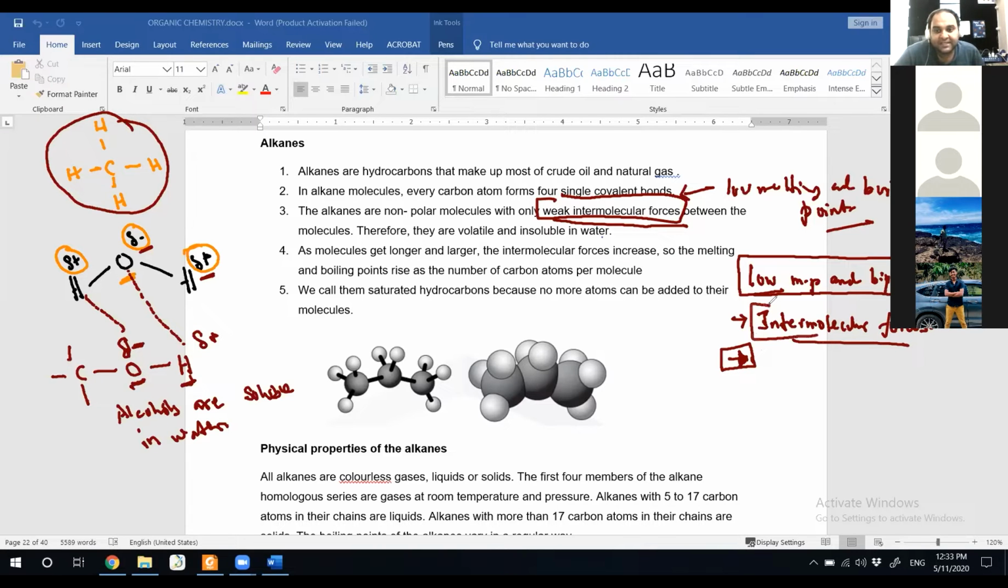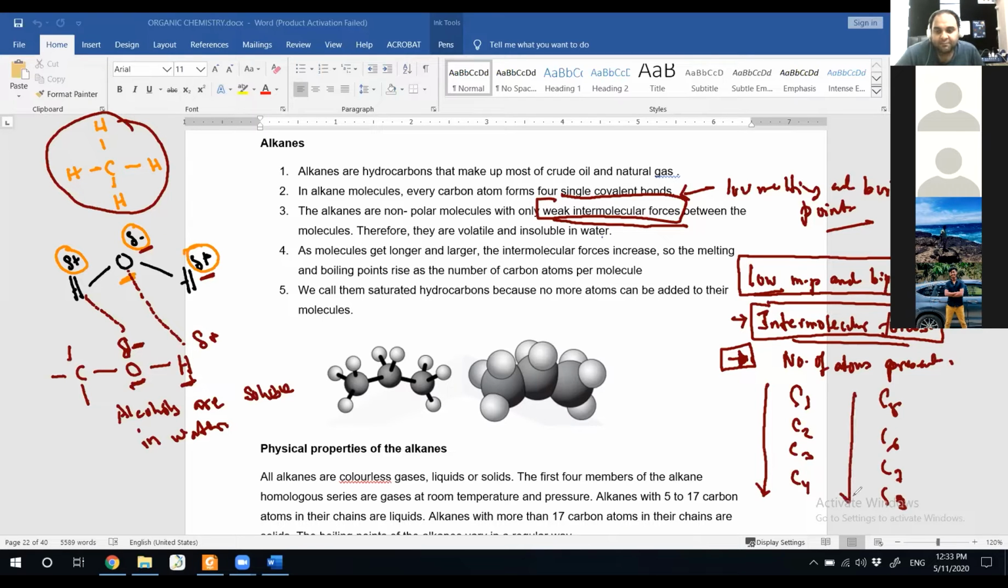Next question. Intermolecular forces again depend on what? The number of atoms the molecule has. Very good. Number of atoms present. So carbon 1, carbon 2, carbon 3, carbon 4, carbon 5, carbon 6, carbon 7, carbon 8.